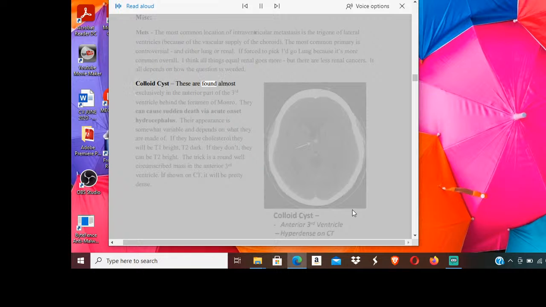Colloid cyst: these are found almost exclusively in the anterior part of the third ventricle behind the foramen of Monro. They can cause sudden death via acute onset hydrocephalus. Their appearance is somewhat variable and depends on what they are made of. If they have cholesterol, they will be T1 bright, T2 dark. If they don't, they can be T2 bright.